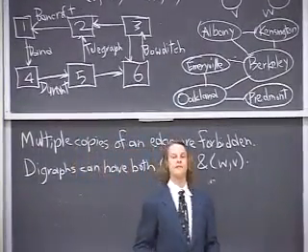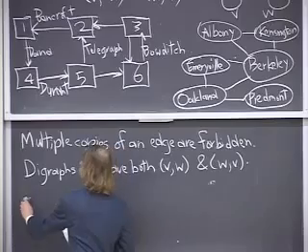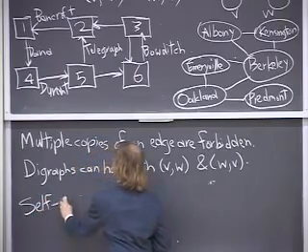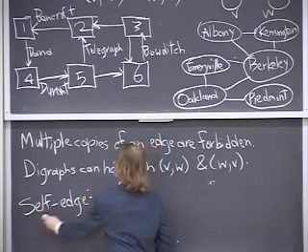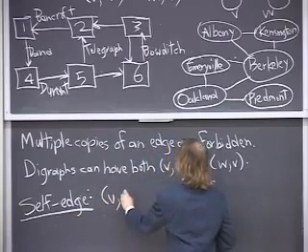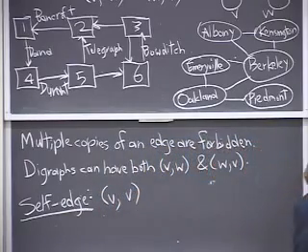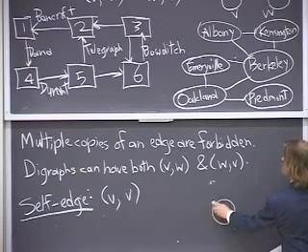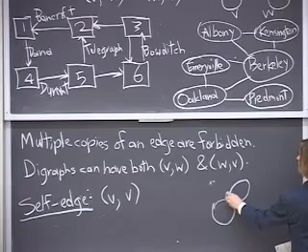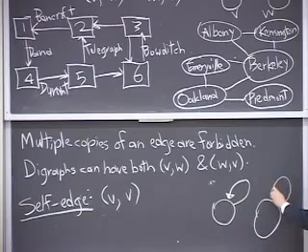You can also have self-edges. So a self-edge is an edge of the form VV. And I didn't use any self-edges in these graphs up here because for the particular applications, a self-edge just doesn't really mean anything. But if you want to have self-edges, usually they're drawn either like this in a directed graph or just like this in an undirected graph. And for some applications, that's useful.